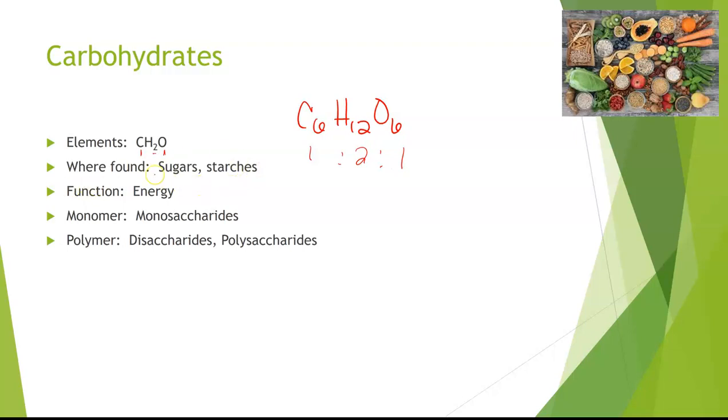Carbohydrates are found in sugars and starches. Their main function is energy. We will talk about the different forms of that energy in a few minutes. They are also for some structural components in different organisms. The monomer is a monosaccharide, that means 1. And then the polymers can be disaccharides, which is 2, and polysaccharides, where poly means many.